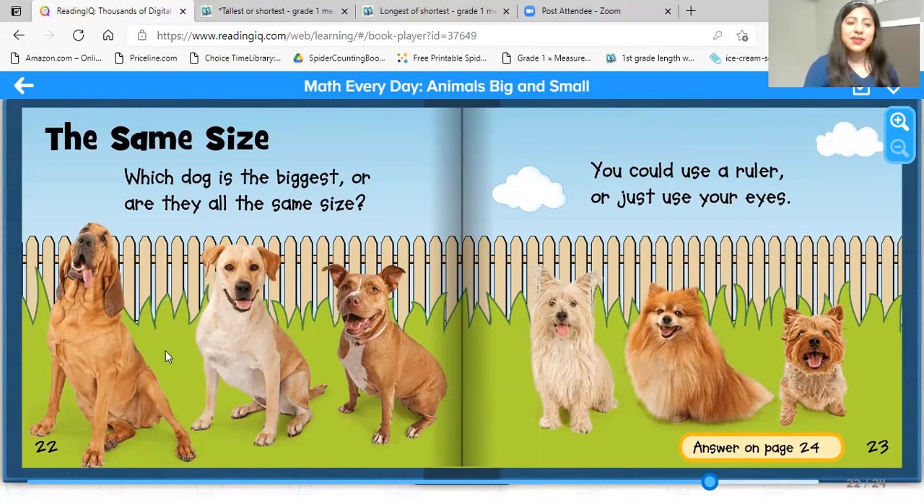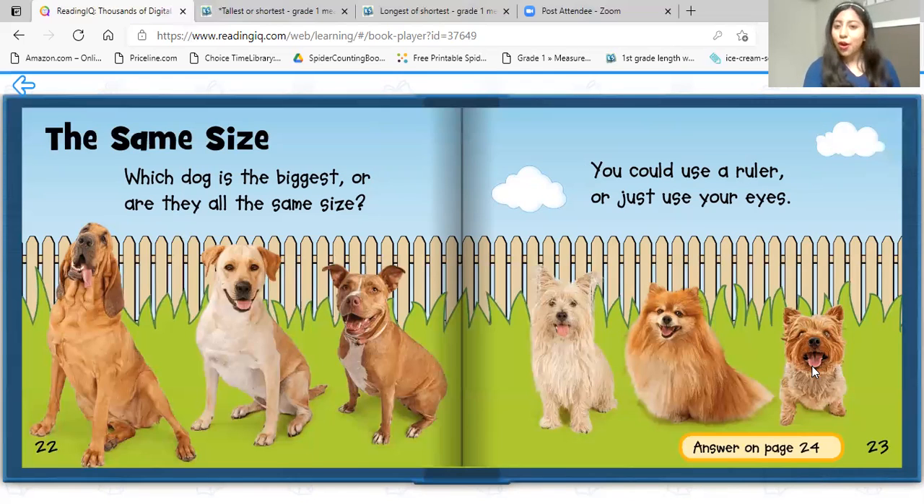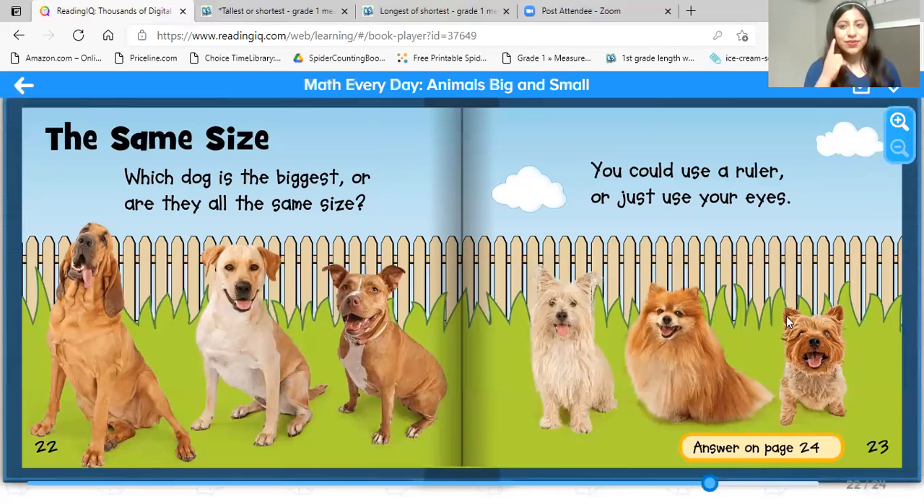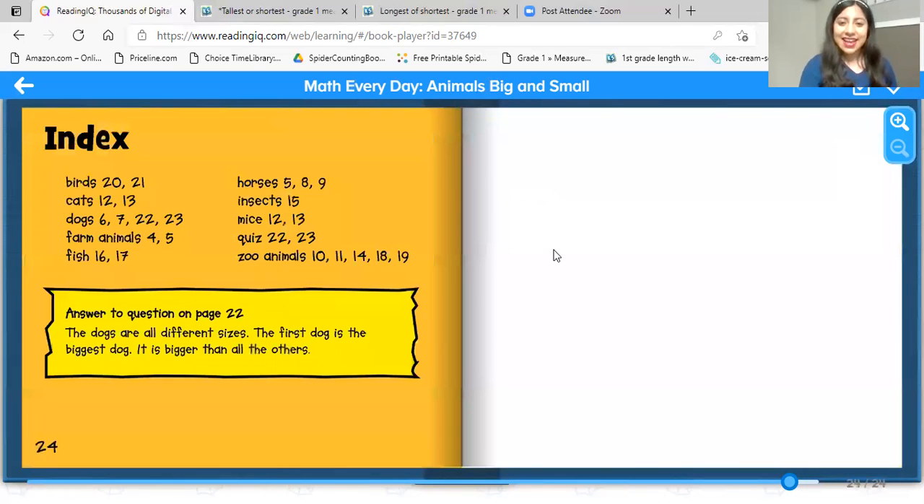Yeah, this one does look bigger, and this one looks smaller. So this is a range from biggest to smallest. What about this side? Yes, this one looks bigger, and then this one, and then this one. It does look like all these two pages are from biggest to smallest. You could use a ruler to find out, or you could just use your eyes, just like we did just now. And that's the end.